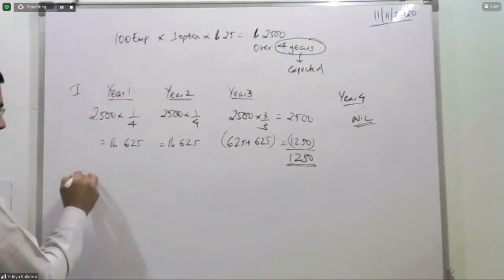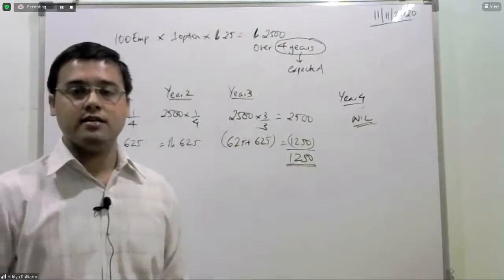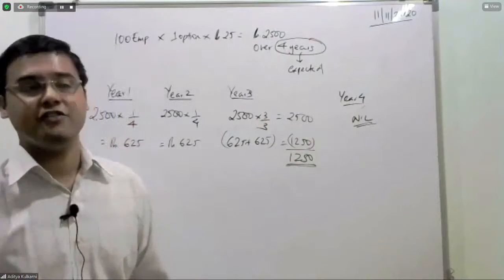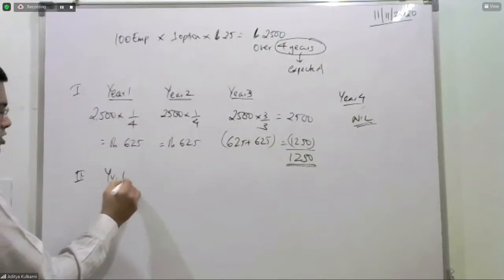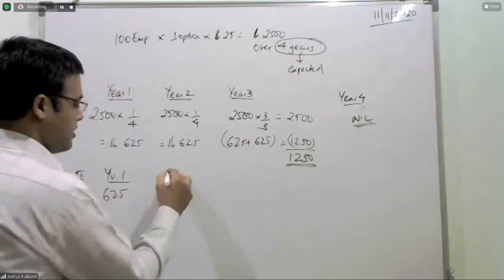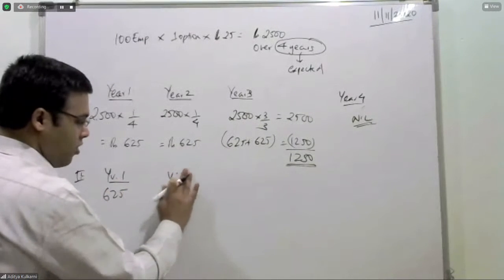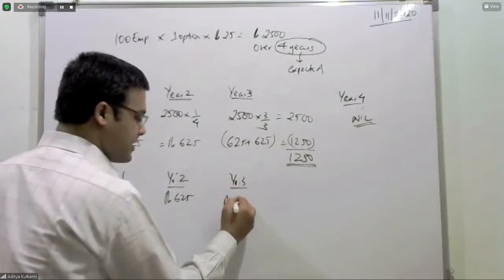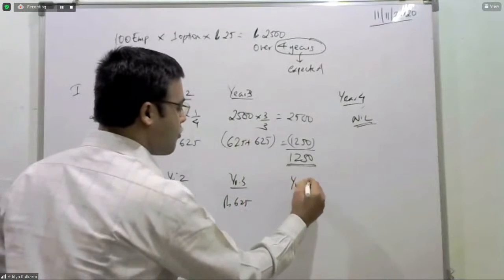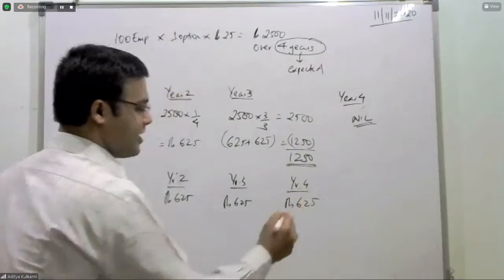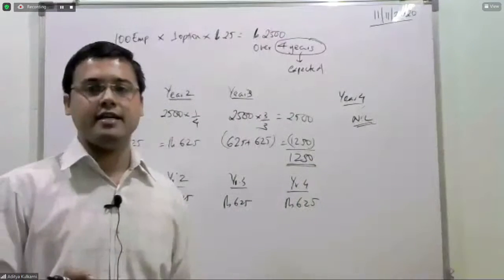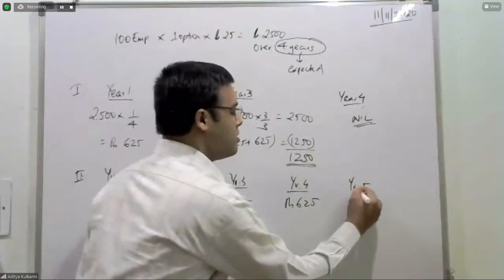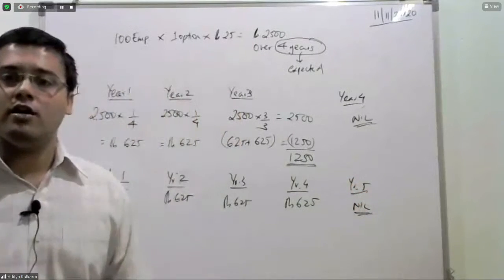Let us come to the second scenario wherein they are telling the market condition is fulfilled not in the 4th year, but in the 5th year. So year 1, you will charge 625. Year 2, also you will charge 625. Year 3, 625. Year 4 also you will charge 625. But have the options vested? No. Why? Because the share price is not met. Year 5, you will not charge anything.